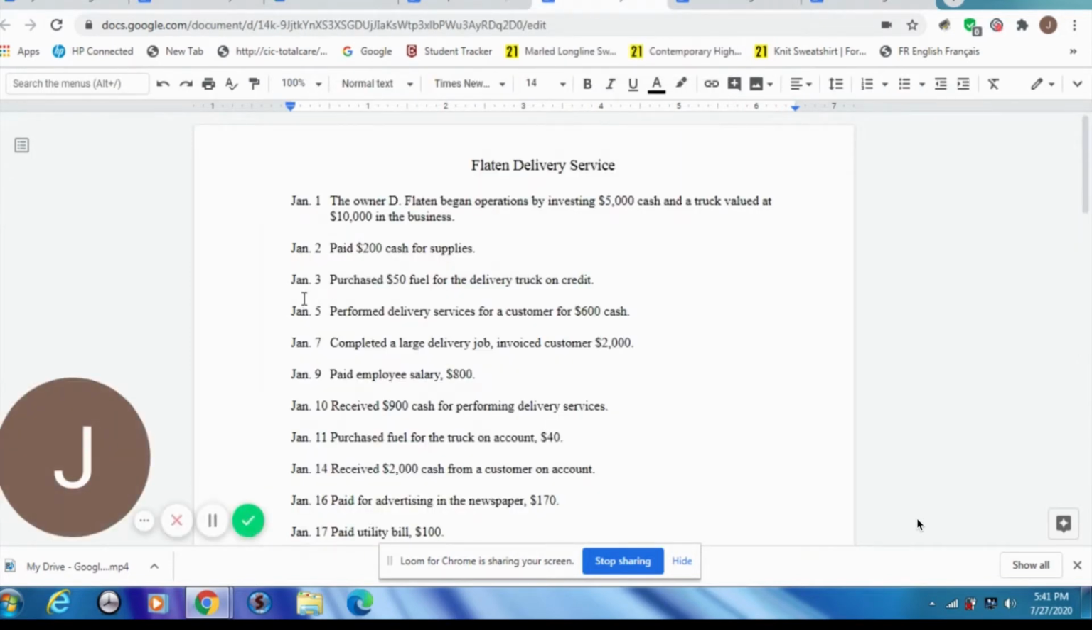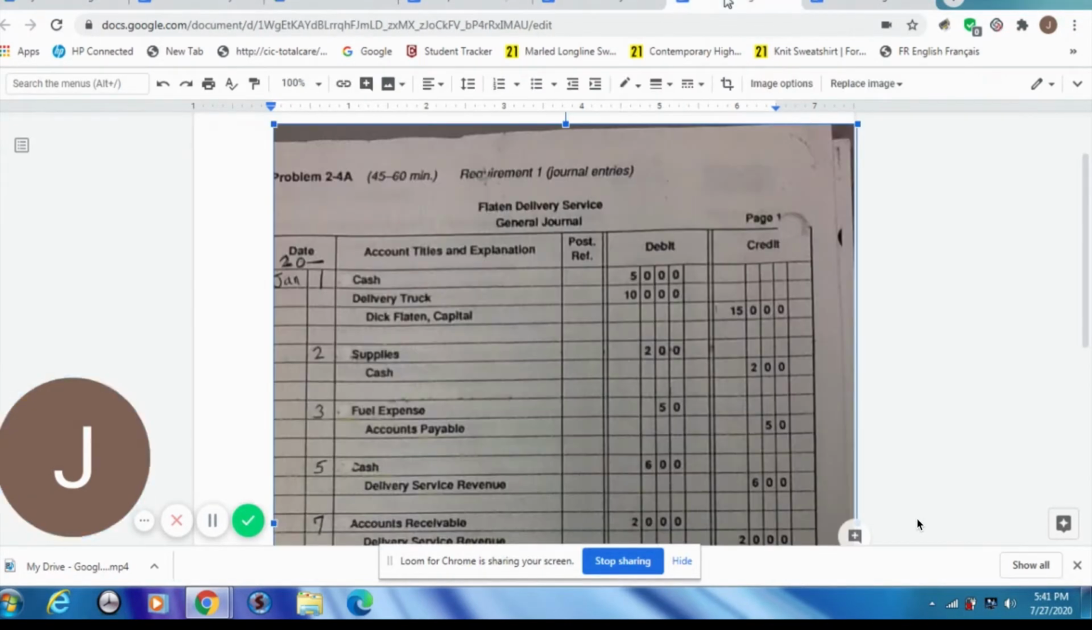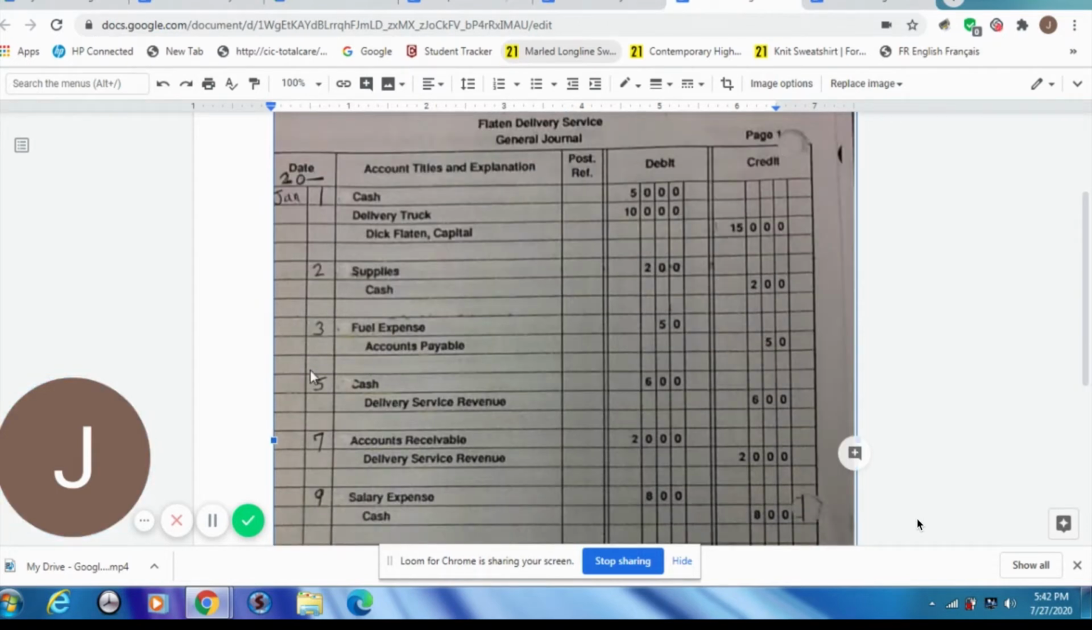On January 3, it says purchased $50 fuel for the delivery truck on credit. Okay, so we're purchasing $50 of gas for our truck, and we're not paying for it. It's going to be on account or on credit. Okay, so we go to our journal, and we'll date that on the 3rd, and we're going to use the account fuel expense for the debit. So fuel expense is going to be debited for $50, and accounts payable will be credited for $50 because we did not pay cash. We purchased the fuel on credit. Okay. Next, we can leave a blank line there, and then we'll look at the next transaction.